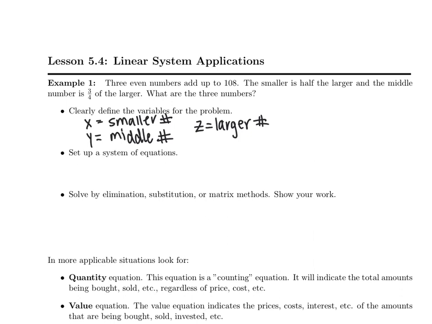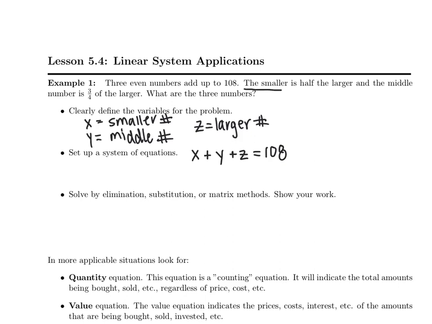So we're going to set up a system of equations. Okay, so it's to set up a system of equations. So 3 numbers add up to 108. So we know these 3 numbers equal 108. So there's your first one.